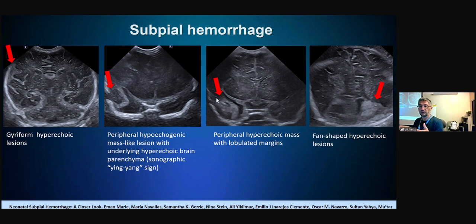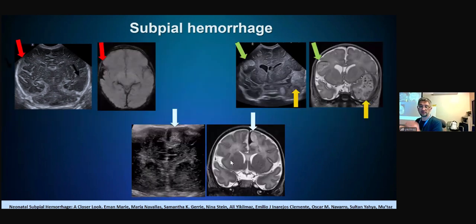And we sometimes see a hyperechoic mass with lobulated margins, and also a fan-shaped hyperechoic lesion. These are the 4 presentation types of subpial hemorrhage in the newborn. Most commonly secondary to birth trauma, vacuum, suction, but also coagulopathy is contributing to this, and sometimes prematurity is contributing to this. Other examples here, that's the ultrasound, that's the MRI correlation.